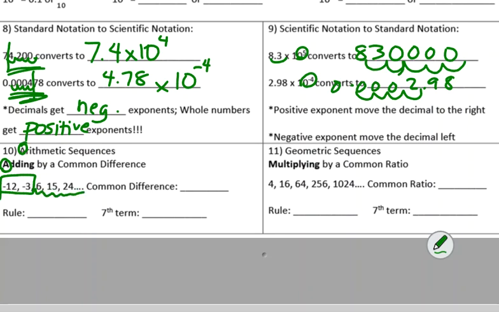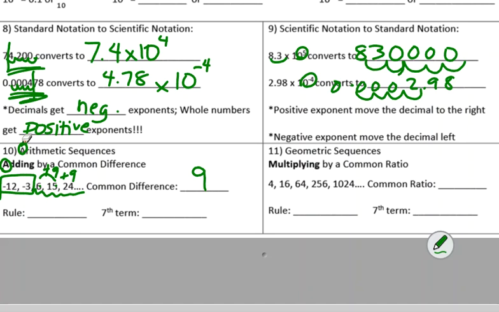So 6, 15, and 24, what is the common difference? How much space is in between 6 and 15? Well, you could figure that out by doing 15 minus 6, or 24 minus 15. So the space in between 15 minus 6 is we're adding 9. 24 minus 15, we're adding 9. So my common difference is 9.